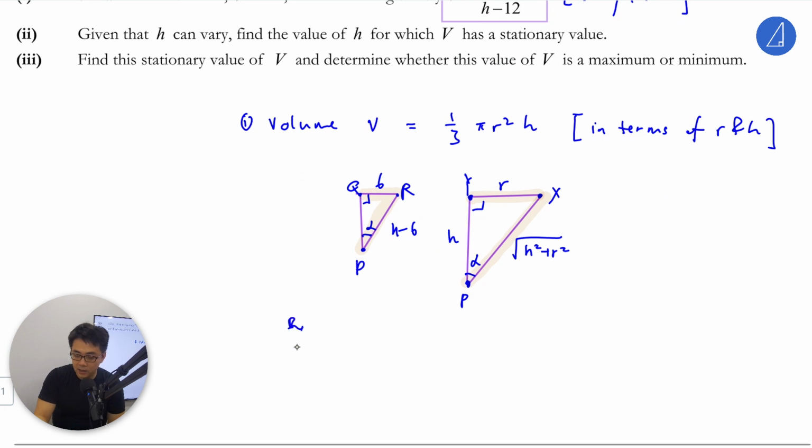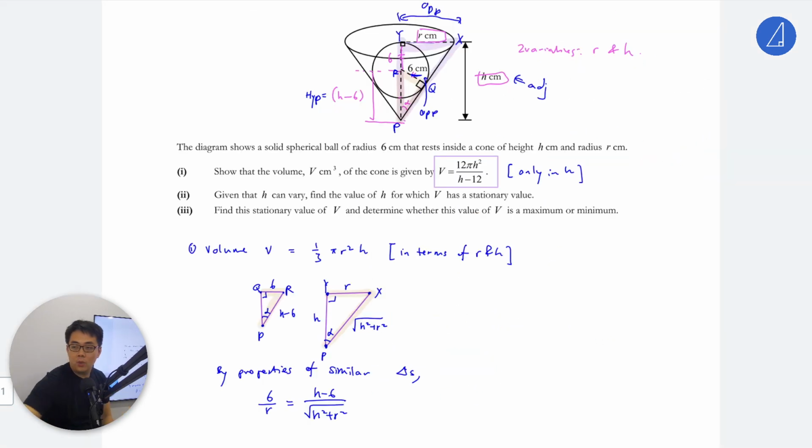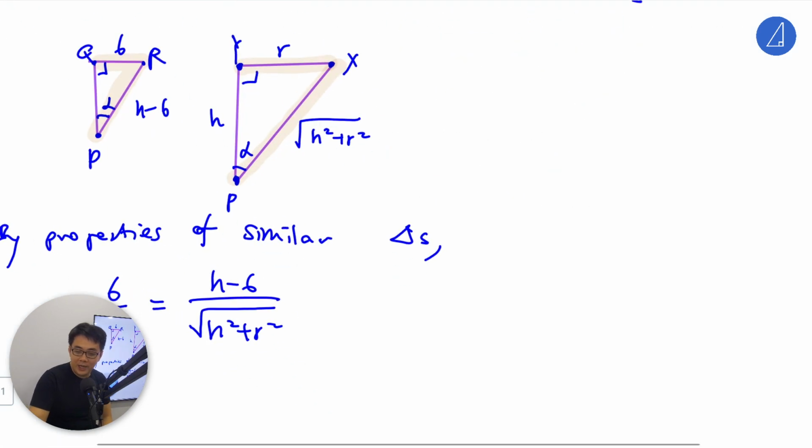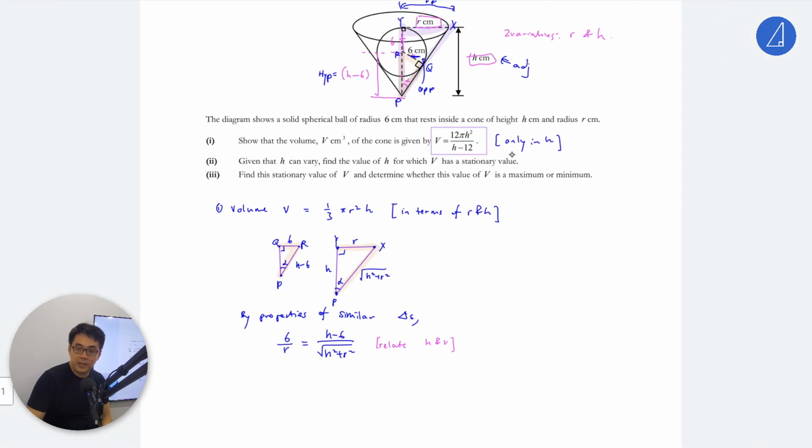So hence, by properties of similar triangles, we know that 6 over r is equal to h minus 6 over square root of h square plus r square. No problem. What's the point of making this expression here? Can someone tell me? Basically, you want to relate h and r. That's the whole idea, because if you can't find the relation between h and r, then you cannot change the volume into this, because this is only in h. This is in h and r.